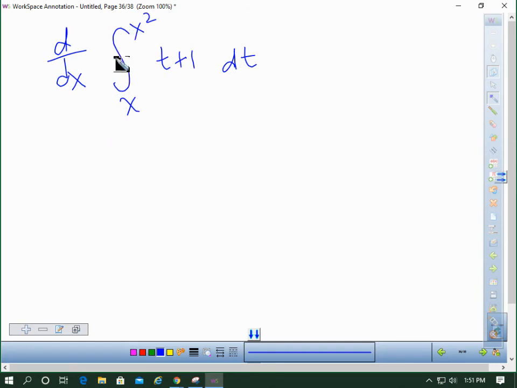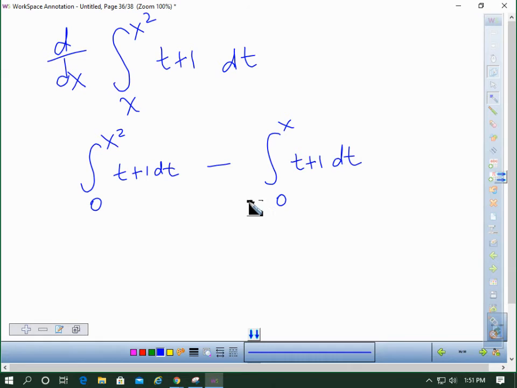So I'm going to rewrite this integral as the integral from 0 to x squared minus the integral from 0 to x. You can pick any number you want. It doesn't have to be 0. I just do 0 because 0 is easy. So I'm writing this as the integral from 0 all the way to x squared, and then I'm subtracting away 0 to x. So when you do that, all you have now is between x and x squared.